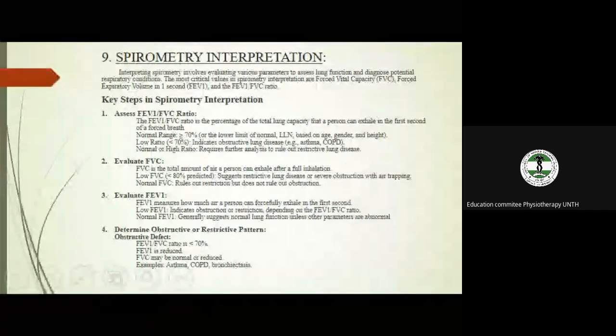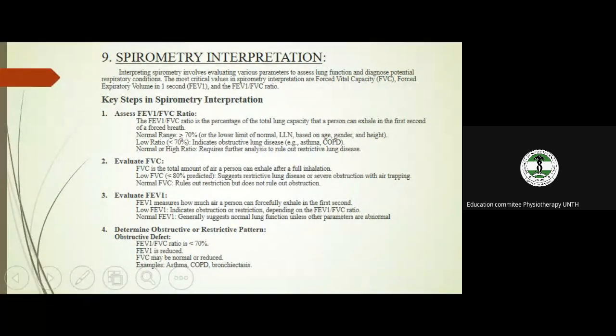Then evaluate FVC, the total amount of air a person can exhale after a full inhalation. A low FVC, which is less than 80%, suggests restrictive lung disease or severe obstruction with air trapping in the lung. A normal FVC rules out restriction, but does not rule out obstruction.